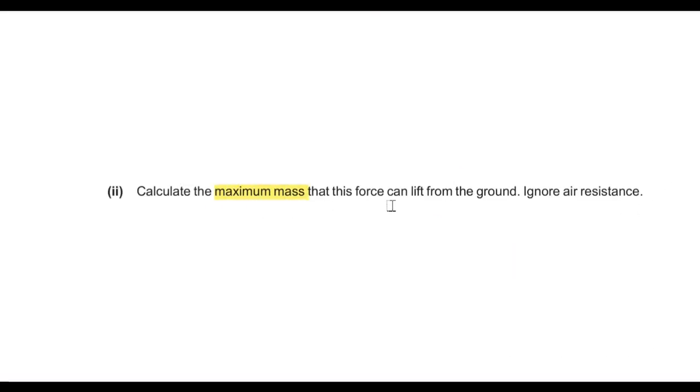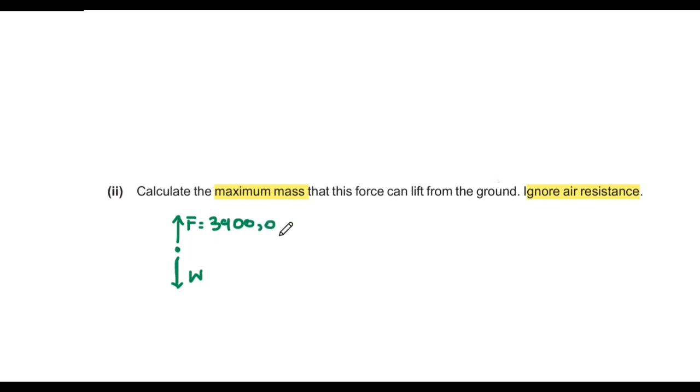Second question says calculate the maximum mass that this force can lift from the ground, ignore the air resistance. So the weight that this rocket can bear is exactly equal to the upward force that is being applied by the gases. So the force that we have just calculated is 3900 kilonewton, and this is equal to the weight that can be lifted by this rocket.